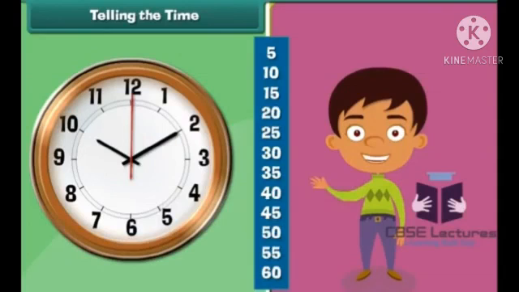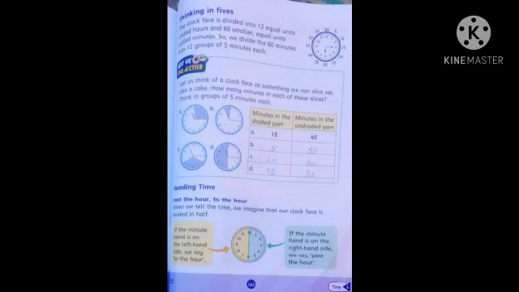Kids, do you all know the table of 5? Okay, let's revise it. The table of 5 is displayed on the screen. You can read the time easily if you know the table of 5. Now come to the book, page 167.